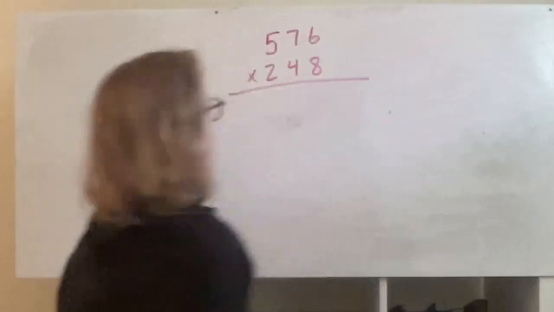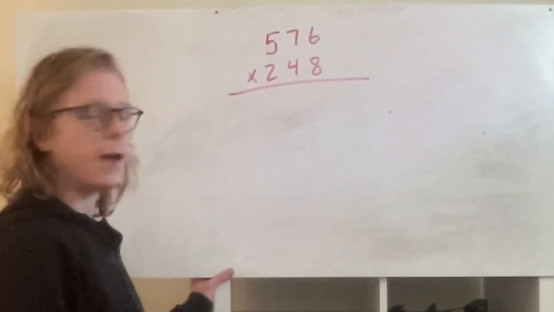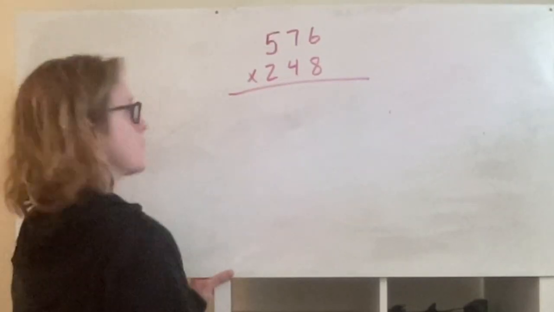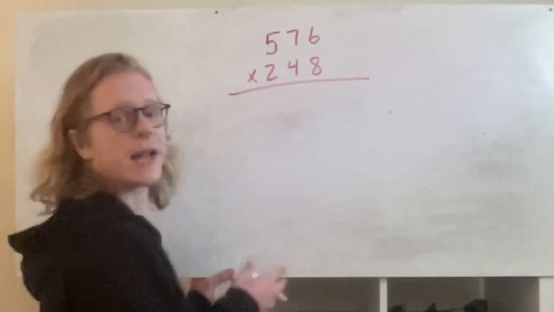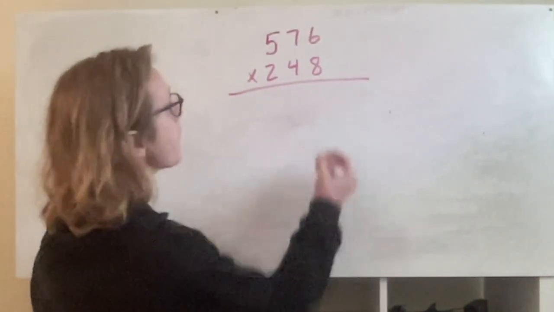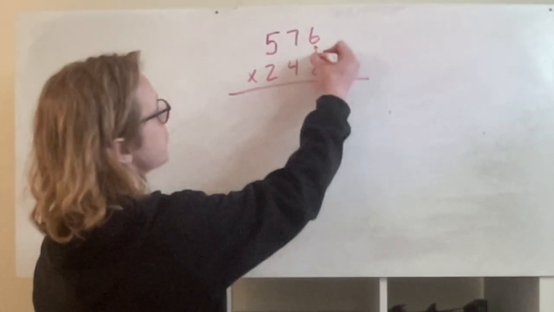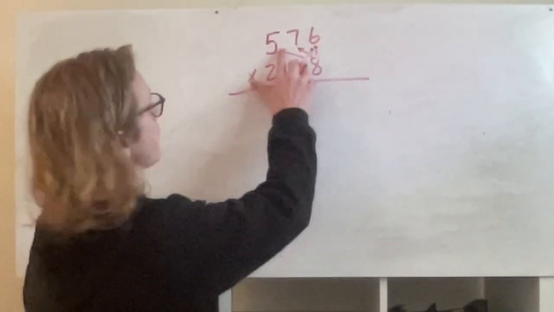276. Okay, we're going to ramp it up just a little bit here, and we're going to look at a 3-digit number by a 3-digit number. So let's just focus now on the process, okay? So we start here. We're going to take this 8, right, and multiply it by each digit in the 576. That's our first step.